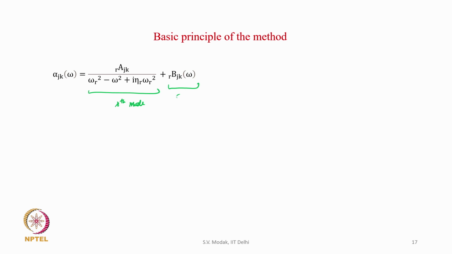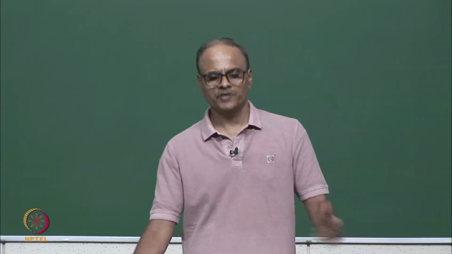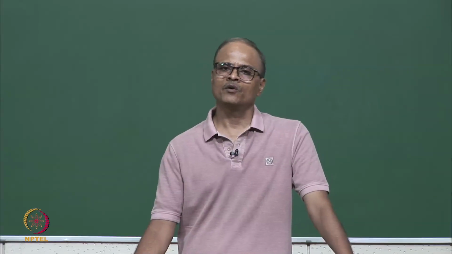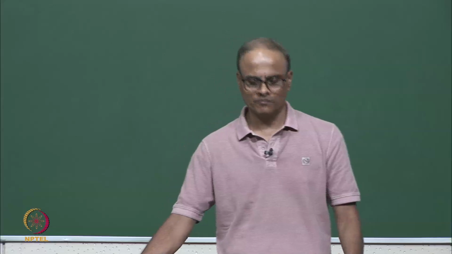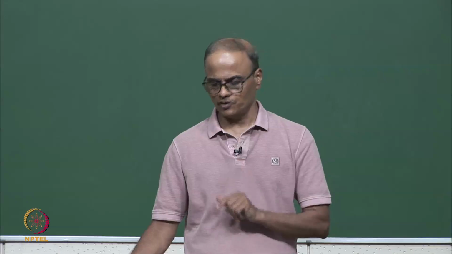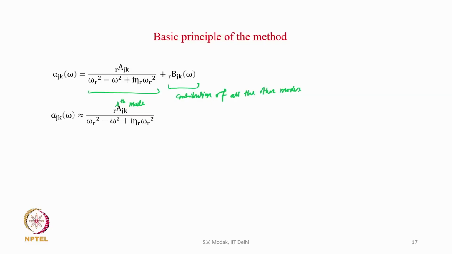and this is the contribution of all the other modes. The line fit method assumes that this contribution RBJK is negligible in a narrow frequency band around the Rth peak, and in that narrow frequency band the contribution of the Rth mode is dominant. Therefore, we can approximate the expression for alpha jk in a narrow frequency band around the Rth peak by the FRF of the single degree of freedom system corresponding to the Rth peak.